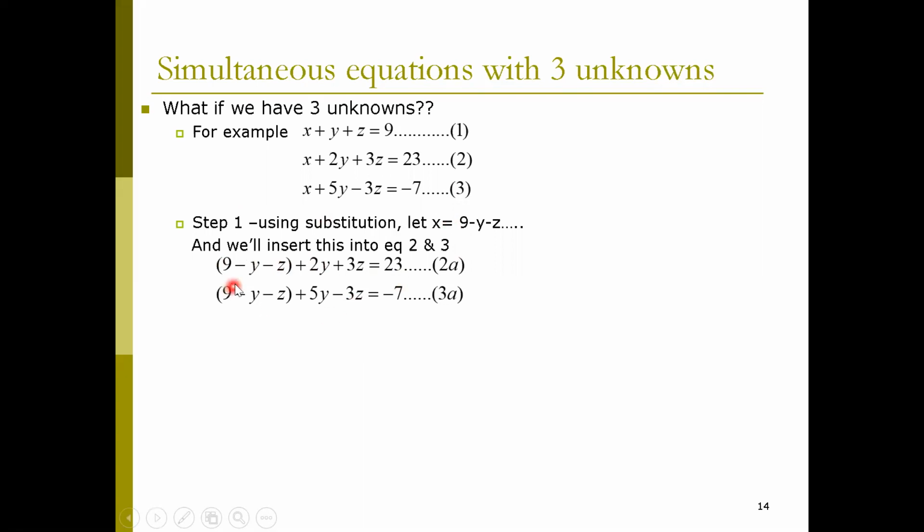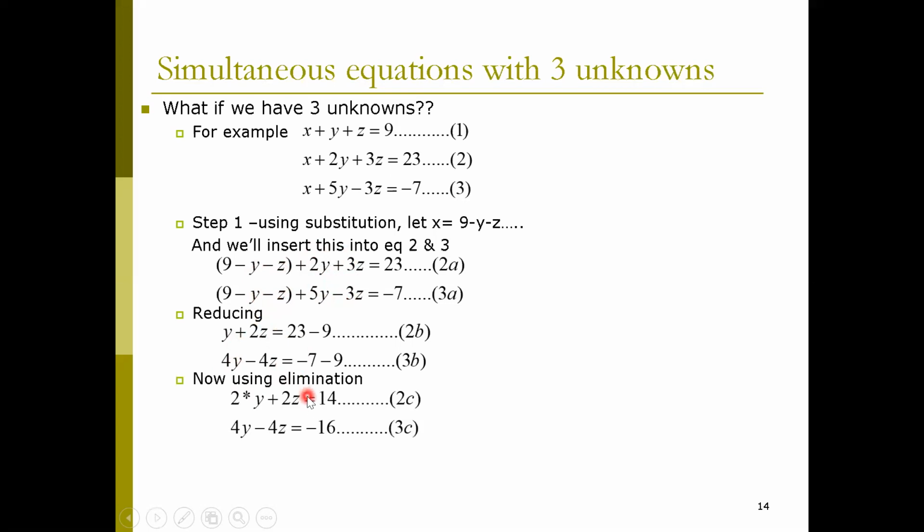But first of all, let's simplify. So the 9 would come across on both sides, both equations. And we'll also simplify the y and z. So minus y plus 2y equals y, minus y plus 5y equals 4y, minus z plus 3z equals 2z, and minus z minus 3z is minus 4z. So we've simplified that down to y plus 2z equals 14, and 4y minus 4z equals minus 16.